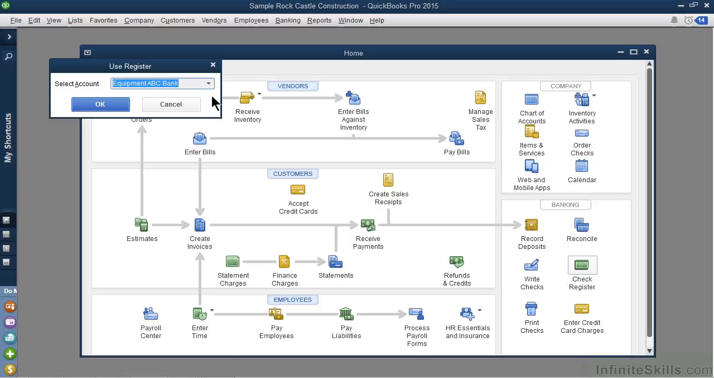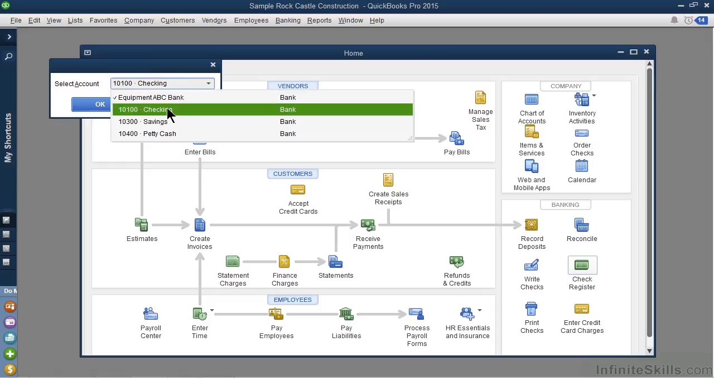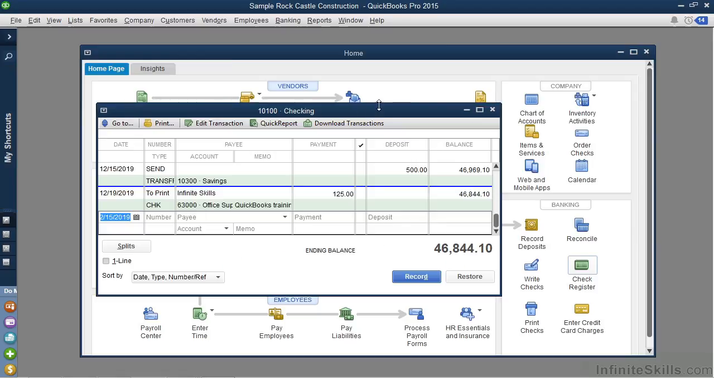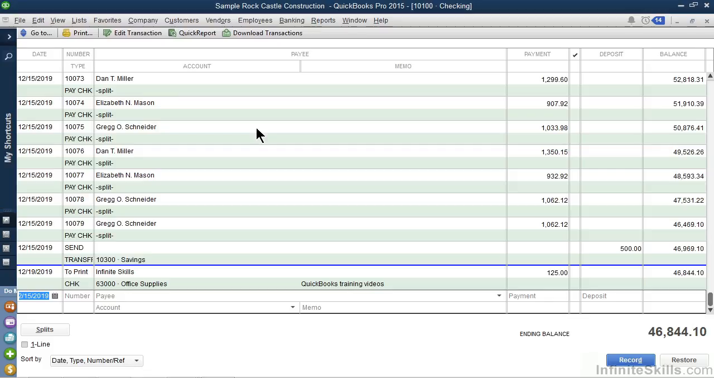In this case, we do not want our equipment at ABC bank account, so we'll display the drop down, and instead we will choose the checking account. We'll click or tap OK, and that displays the register, which we're going to go ahead and maximize so that we don't have a lot of other stuff showing up behind it.